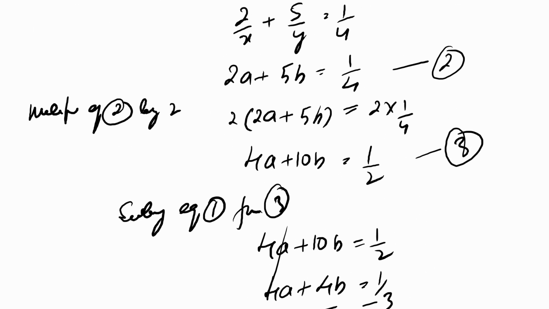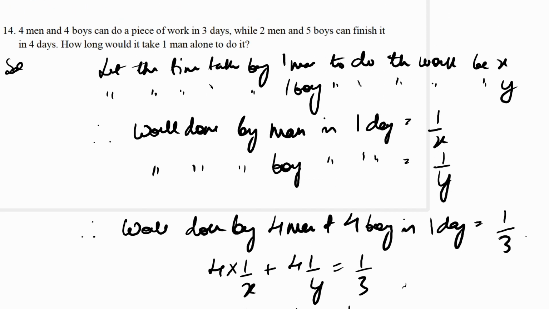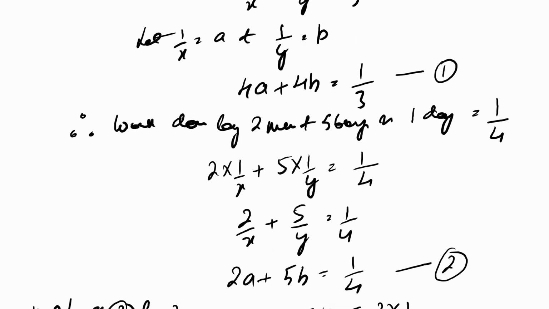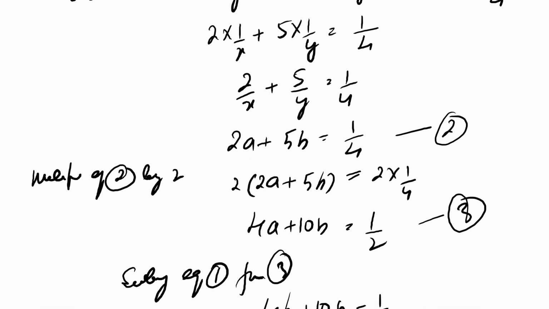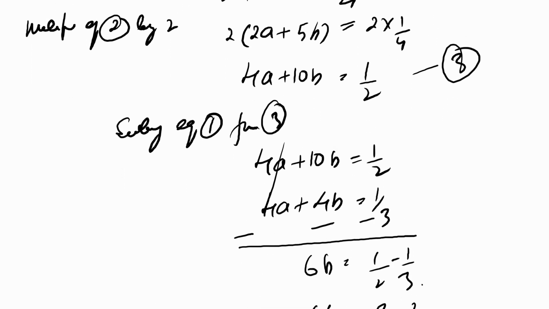Now what did we have to find? How long can one man do the work? So for man we have X. For that we have to find A. Substituting B in equation 3.